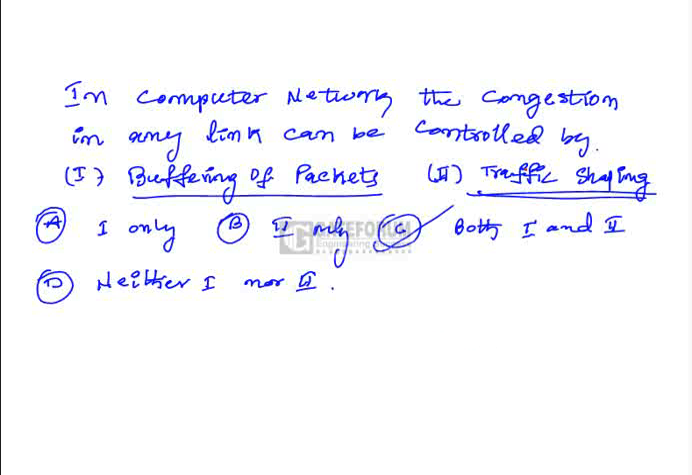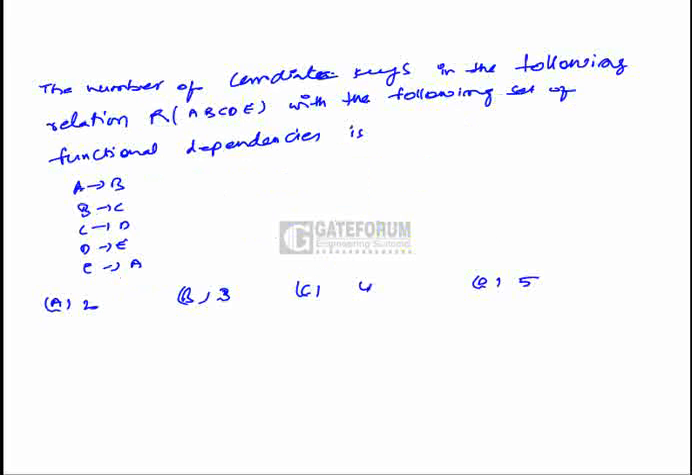C is the right answer. The number of candidate keys in the following relation R(A, B, C, D, E) with the following set of functional dependencies. In this question, a set of functional dependencies for the table with 5 attributes is given, and we have to find the number of candidate keys for the given relation.